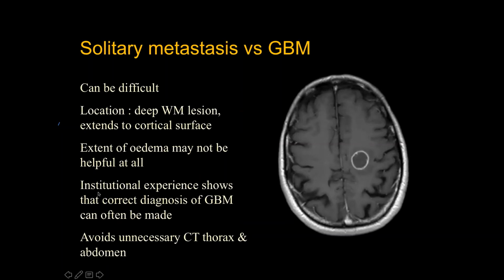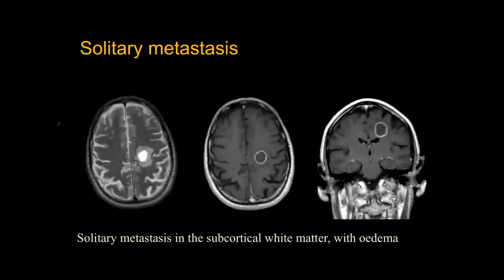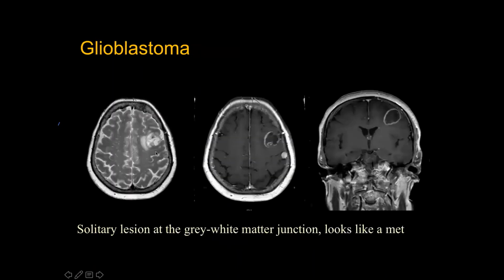But our institutional experience at Salford is that you can actually make a diagnosis of a GBM based on various imaging characteristics. And if you can make the diagnosis based on the imaging, you can avoid unnecessary CT of the chest and abdomen looking for a primary lesion elsewhere. So this is a solitary metastasis in the subcortical white matter with some edema around it, thin rim enhancement, abutting the gray-white matter junction, versus a glioblastoma that involves the cortex, expanding the gyrus.